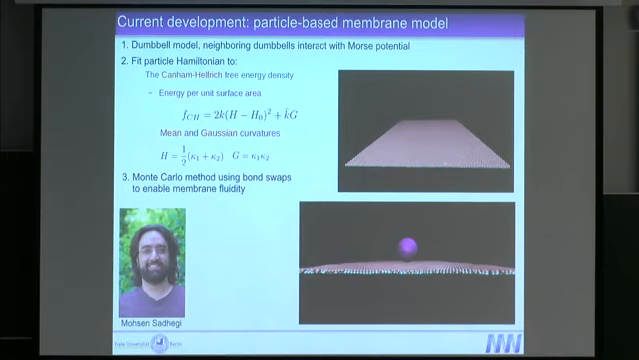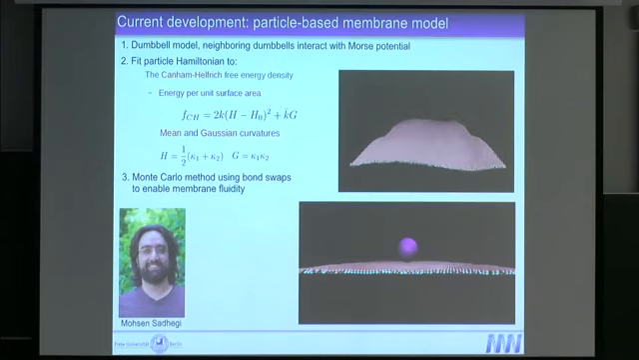And this model here is a dumbbell model. So it basically has two kind of lipid proxy molecules that sort of mark the membrane normal, and the neighboring dumbbells are interacting with each other with Morse potentials. Basically what my postdoc Mohsen has done is to parameterize this model with the Canham-Helfrich free energy density. That's basically the correct expression for membrane bending energy in the small bending regime.